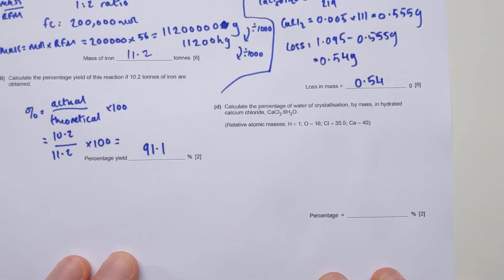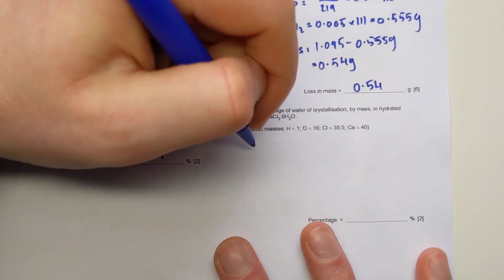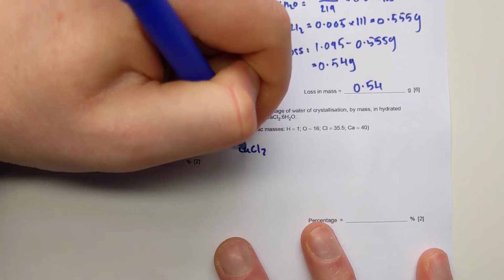So tricky, kind of strange question. Final one is a bit more straightforward. You have to work out the percentage of the water of crystallization within that total mass. We've done plenty of those before. The whole formula is this.